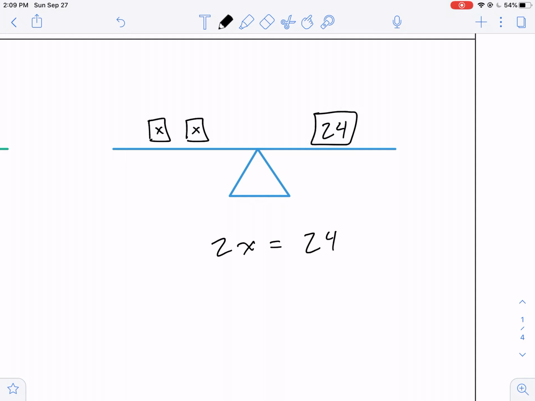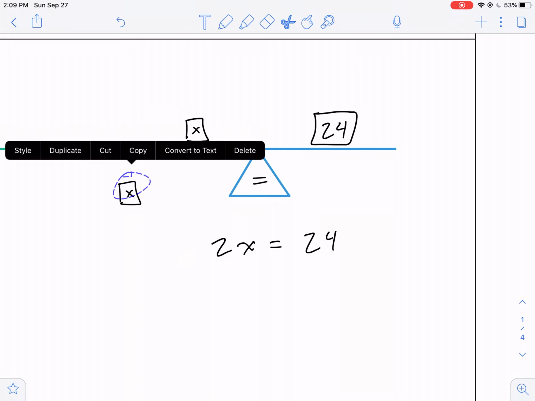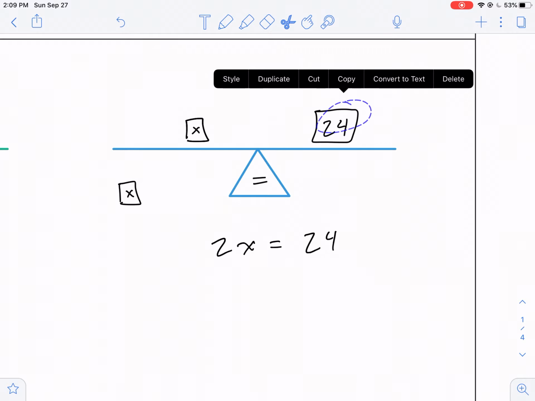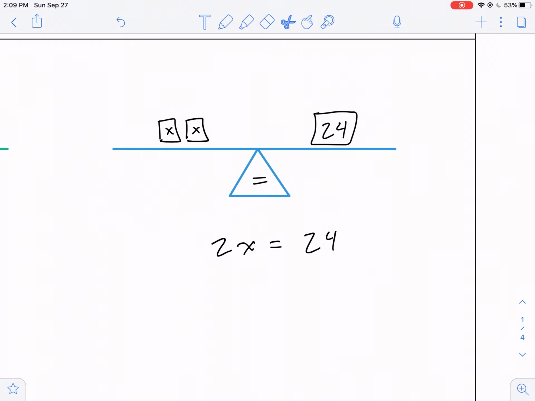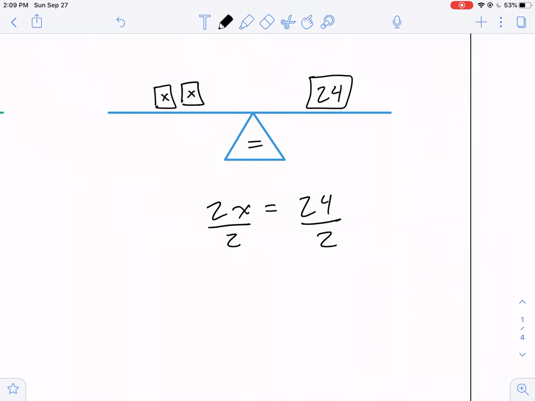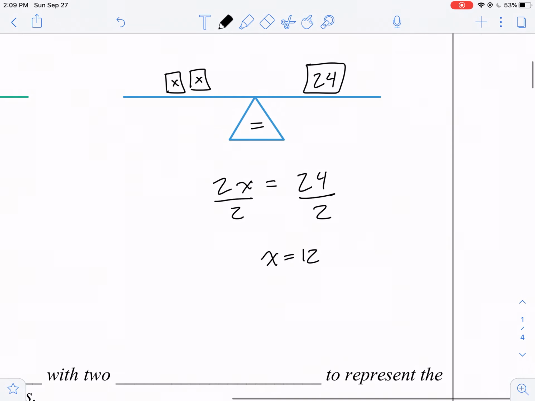Now, we don't know exactly what our x box is, but we know that 2 of them equal 24. So what we can do is cut each side in half. So we can take away an x, we can take away half of 24, that'll give us 12, right? And thus x equals 12. So essentially what we're doing is we'll divide this by 2. We divide 24 by 2. As long as we do it to both sides, we get that x equals 12. I've been putting these in boxes, huh? So our x box in this case is weighing 12.